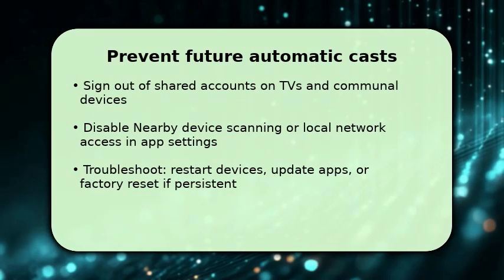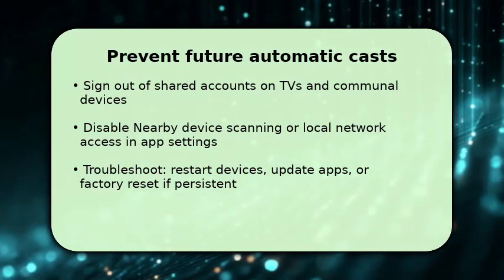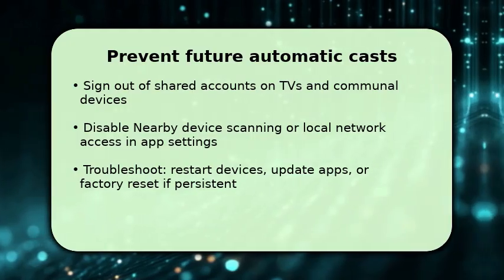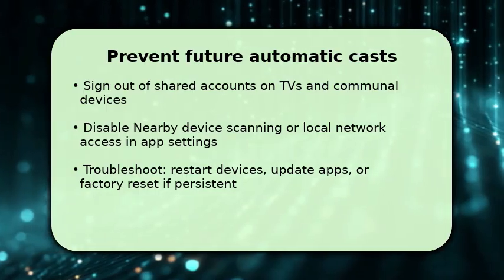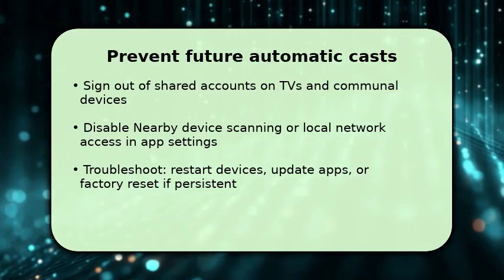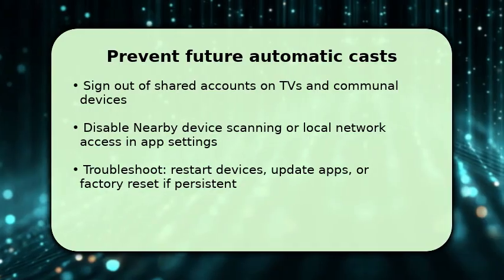To finish, sign out of your Google or YouTube account on any shared TV or public device so your phone won't auto-cast. Next, in your phone's app settings, disable nearby device scanning or local network access for YouTube. This blocks device discovery. If casting persists, restart the phone, router, and target device, then update YouTube and firmware.